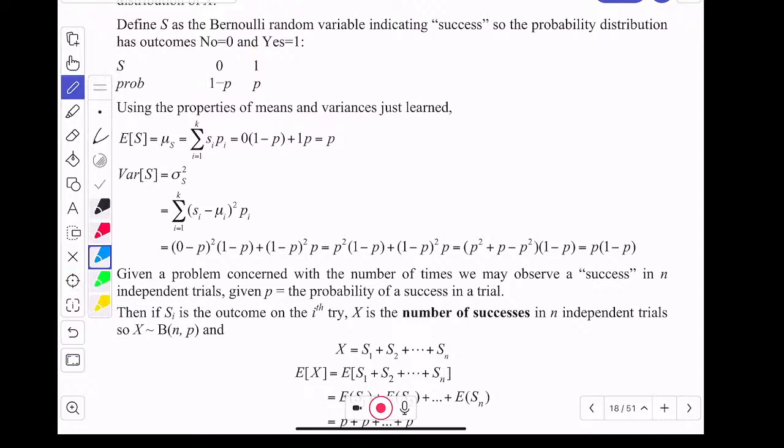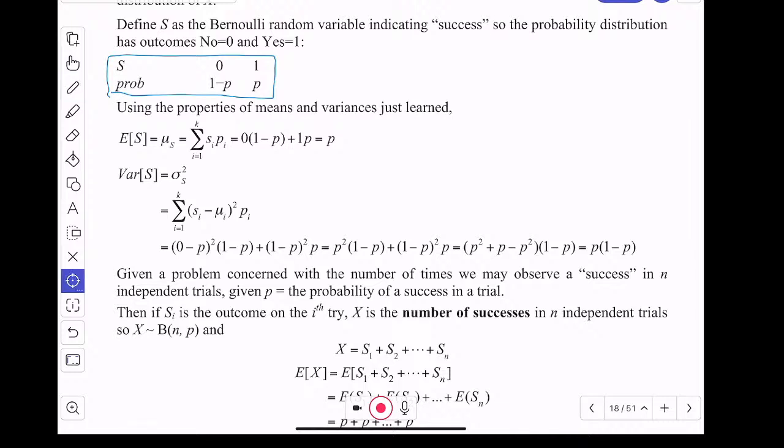Using this distribution, we can calculate the mean and the variance of a Bernoulli trial or Bernoulli random variable. And we get that the mean is p, and the variance, after this long exposition that's not hard to follow, is p(1 minus p).